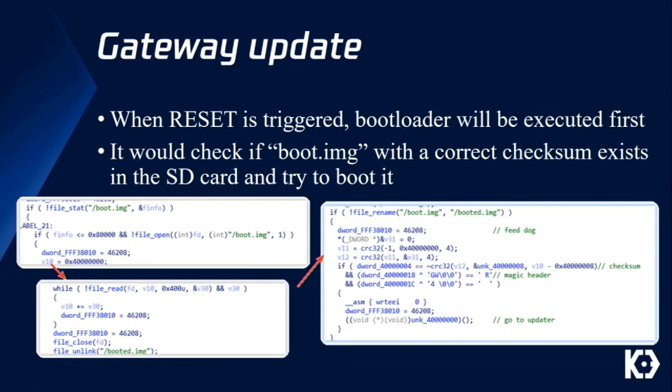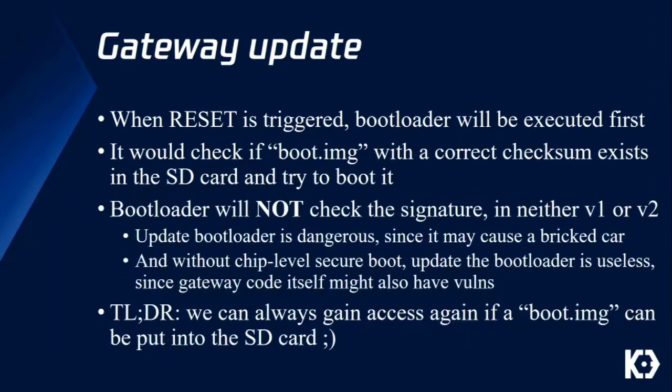And if it exists, it will check that the boot image has a correct checksum. And if so, it will also check something such as the magic pattern here. And then it will just copy it to the memory area and jump there. And maybe you have seen that there is actually a problem here. The bootloader will not check the signature of the boot image in either the first version or the second version.